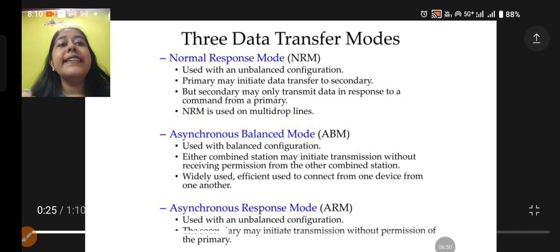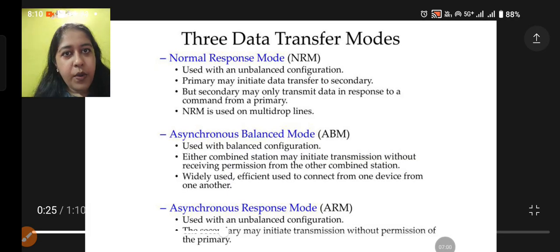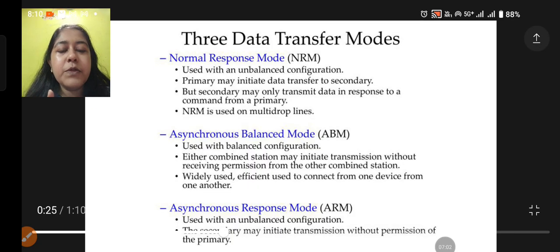Now, three data transfer modes are there. In this particular topic, there are three kinds of data transfer modes. One is the normal response mode, that's your NRM. In normal response mode, what is happening is it is used with an unbalanced configuration. It is done when the configuration is unbalanced. At that time this NRM is used.